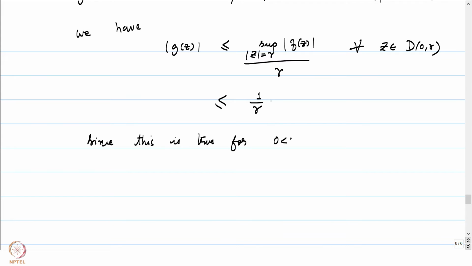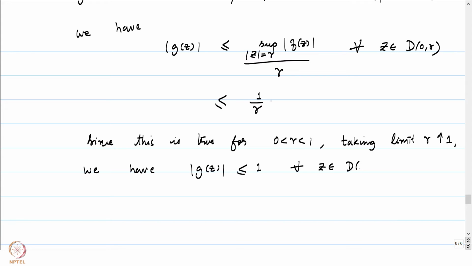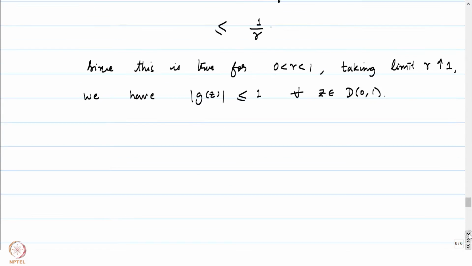For all r less than 1, let's take the limit as r goes to 1 from values lesser than 1. So taking the limit as r goes to 1, we have the absolute value of g(z) is less than or equal to 1 for all z in D(0,1). In fact, this is true for all D(0,r), but when we take the limit, we can conclude that this is true for all z in D(0,1).